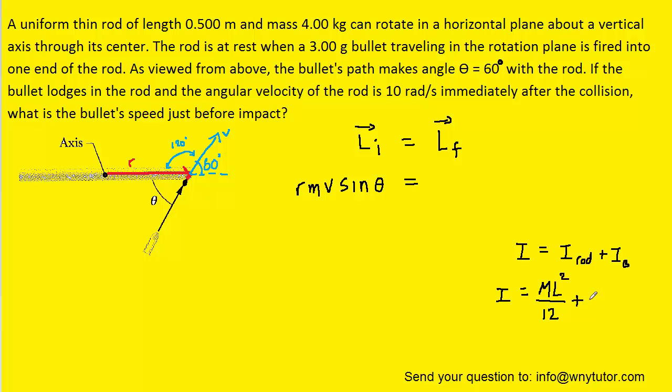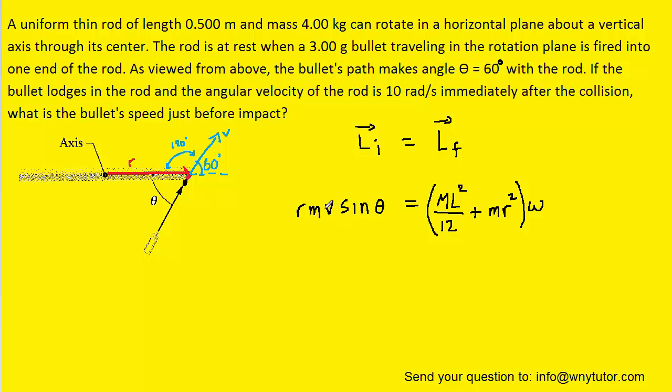Then the bullet can be treated as a particle, and the rotational inertia of a particle is the mass of that particle times its radius squared. The radius, again, is the distance from the particle to the axis of rotation. So this total expression right here represents the total rotational inertia of the system after the collision. When we plug into the final angular momentum, which is the rotational inertia multiplied by the angular speed, we can use this expression in brackets for that rotational inertia I. So let's substitute it in.